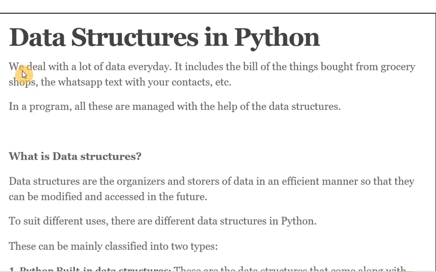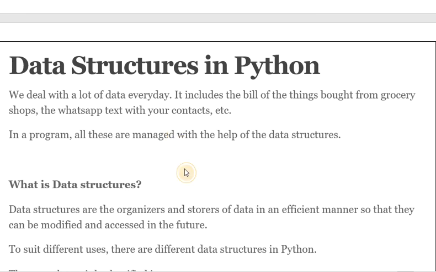As I have mentioned here, in our everyday routine there is a lot of data we manage, like the bill of things bought from the grocery shop and WhatsApp texts with your contacts, etc. So what do we do in programming? For that, there are different data structures available in all programming languages as well. But especially in Python, there are some special data structures, and we are going to understand those here.